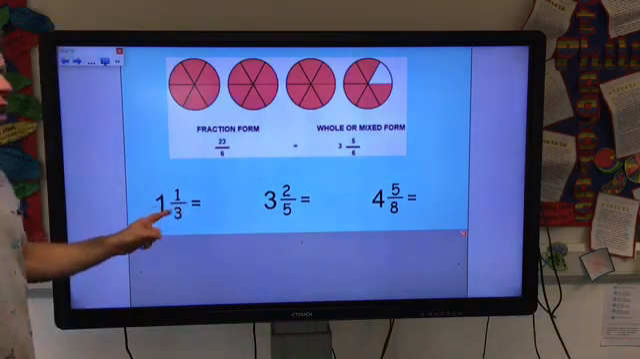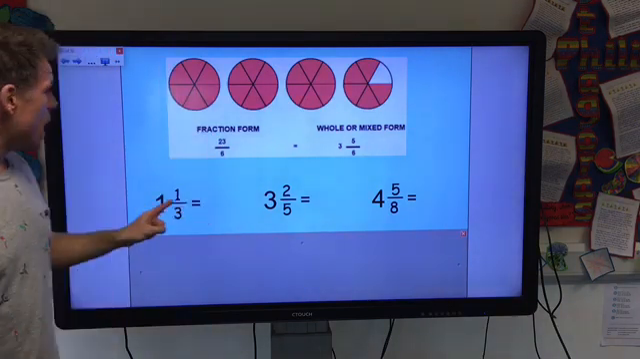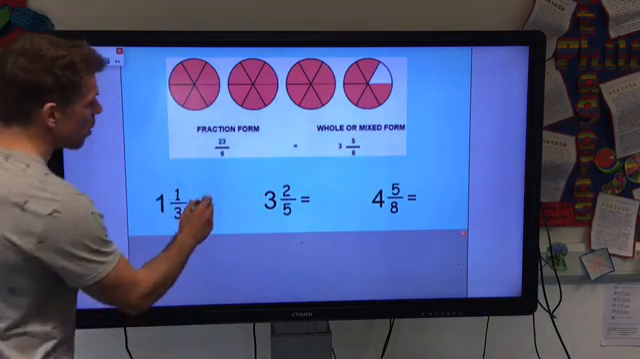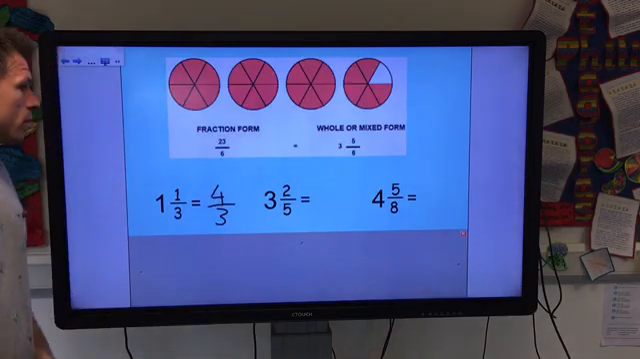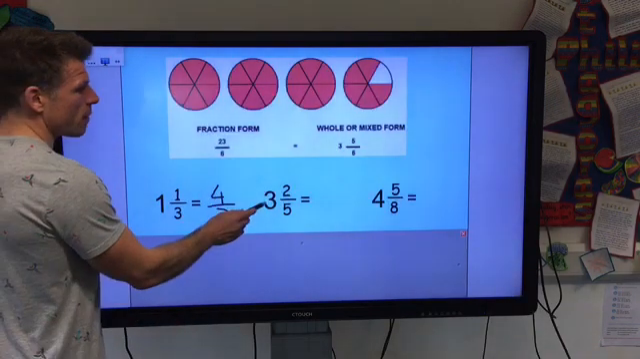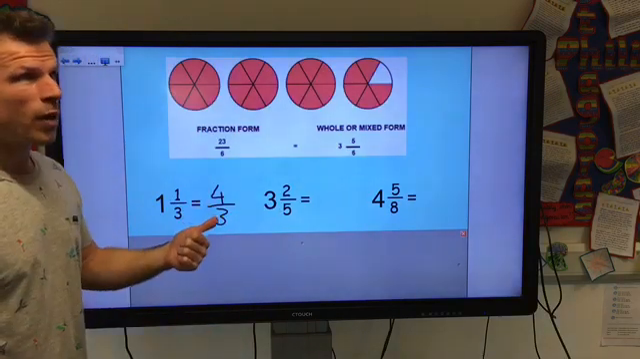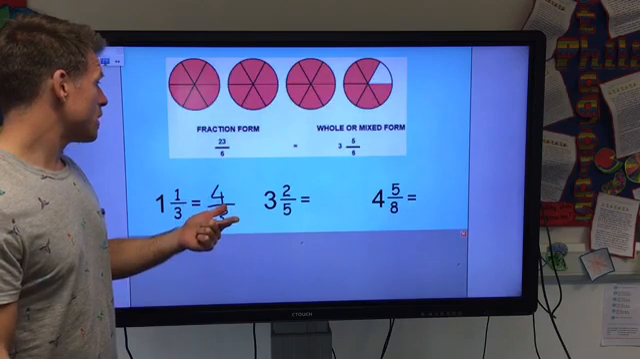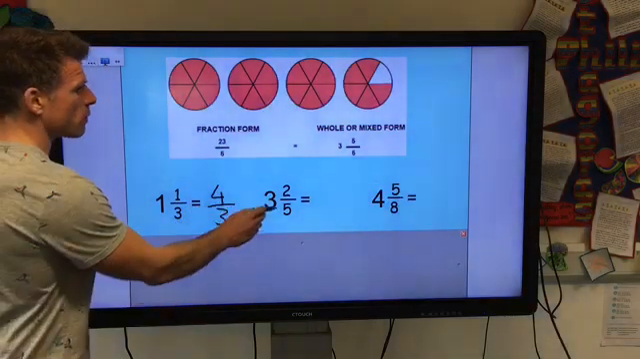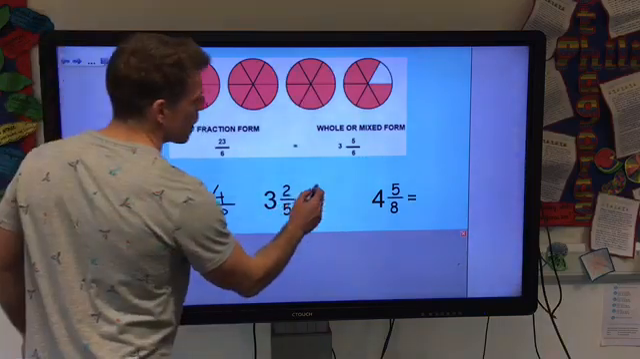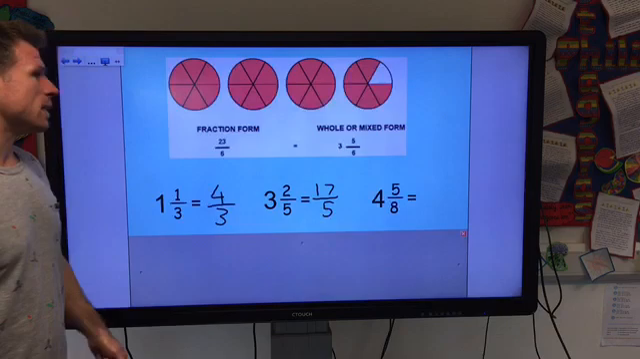So 3/3 we know makes 1 whole. So we've got 1 whole, which is 3/3, and then you've got 1/3 extra, which would make 4/3. Okay? Here we have 3 wholes. Well, the wholes are broken up into fifths. So 1 whole would be 5/5, 2 wholes 10/5, and so on and so forth. 15. So 3 times 5 is 15. Add the 2, 17 fifths. Okay, it's exactly the same thing.